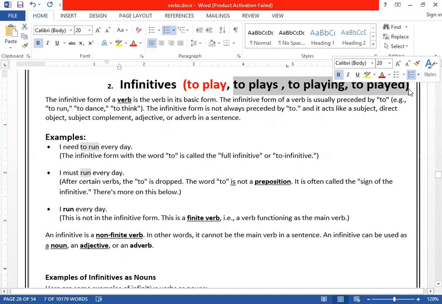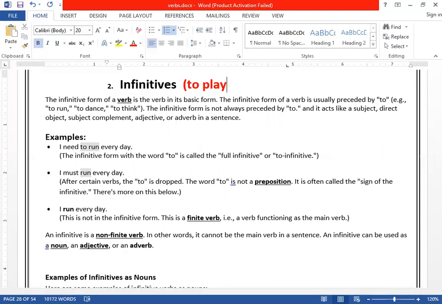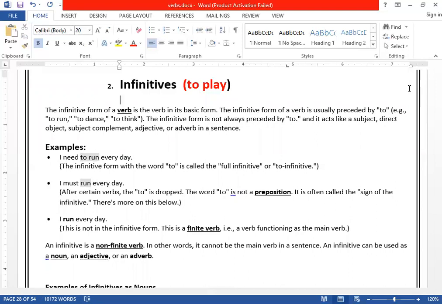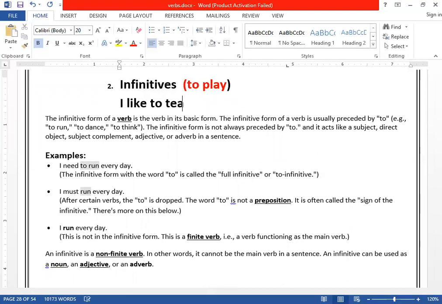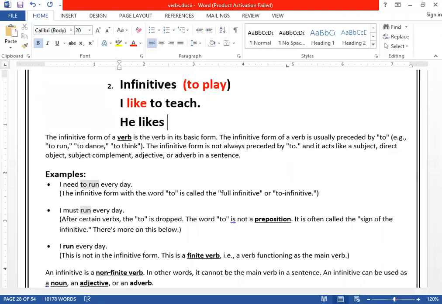As I said, infinitive is usually preceded by to. It is not always, clear? It is usually. Let me give an example here, you will understand in a better way. If I say, I like to teach. I like what? I like to teach. Now, can you people say what is like? It's a verb. Which form of verb? Finite verb. Yesterday we had studied. He likes to teach. But now, can you people see here, after like, he likes to teach, I like to teach, clear? So we have got what? We have got infinitive. What is to teach now? To teach is called infinitive.